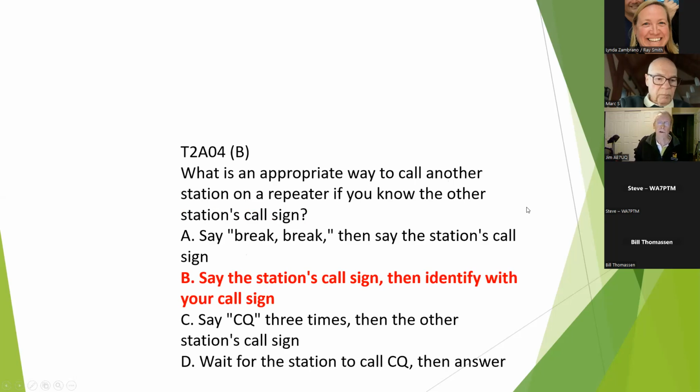What's an appropriate way to call another station on a repeater if you know the other station's call sign? Well, we sort of went through this. Hey, Steve, it's me, Jim. Call the other station's call sign and identify your call sign. Remember, in the FCC rules, identifying yourself is a key part of any transmission. So by remembering how you normally communicate with somebody, you can figure out that that's the logical answer here.